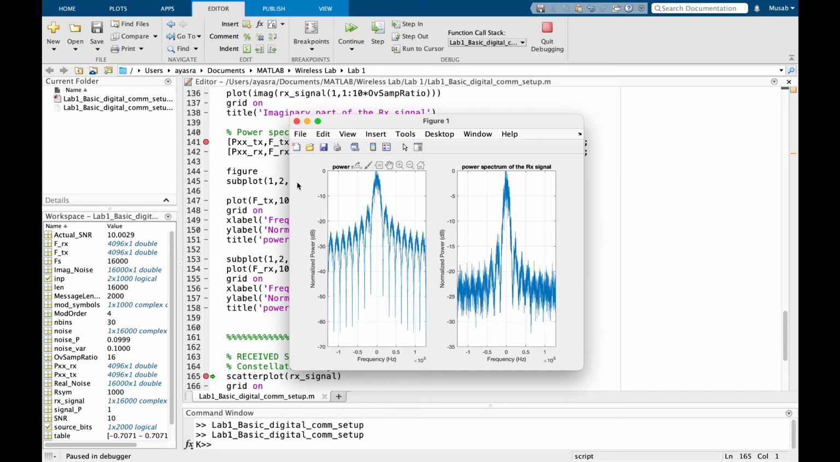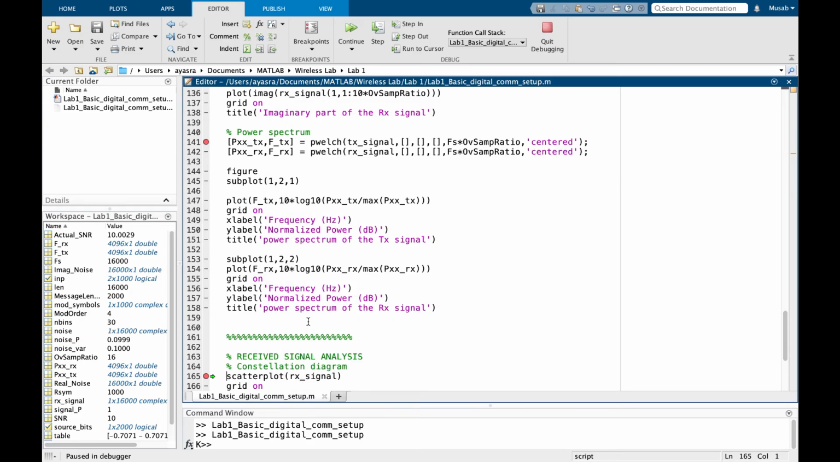So in the next part, we will do more analysis of the received signal in the modulation domain.